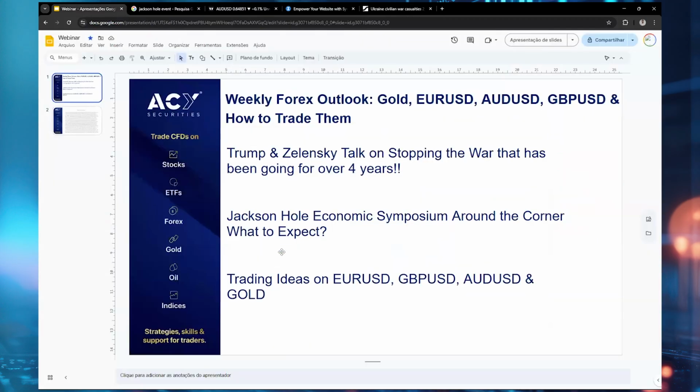Now, we have the Jackson Hole Economic Symposium around the corner, and first of all, what is it? Well, it's basically an annual event.